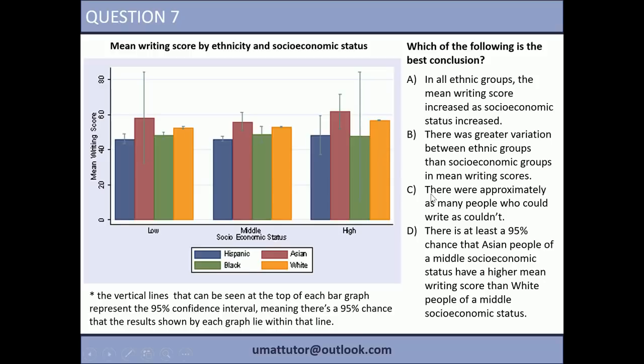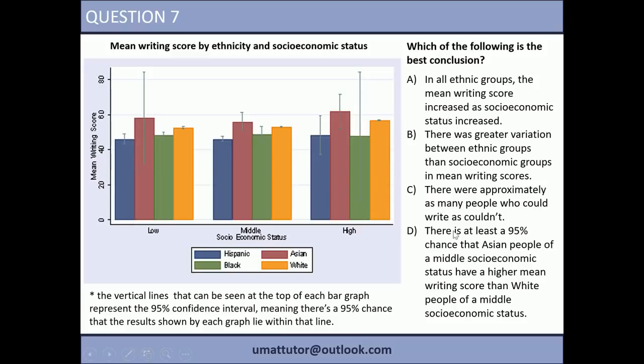Option C, there are approximately as many people who could write as couldn't. Now the trick here is that, sure, on average, all the graphs together would average about 50%, but the mean writing score doesn't necessarily mean whether people can write or not. It may be totally unrelated to that. So that's the trick there. That's why C can't be correct.